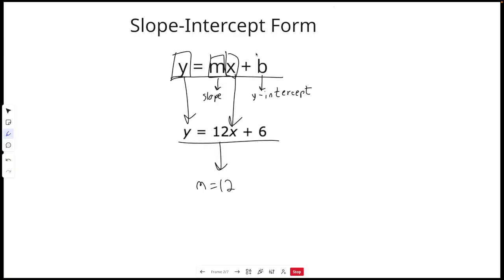And the number that is off by itself, okay, we'll call it the lonely number. It doesn't have a variable attached to it, is the y-intercept. So that means that 6 is the y-intercept. Okay, and that is usually represented by the letter b.